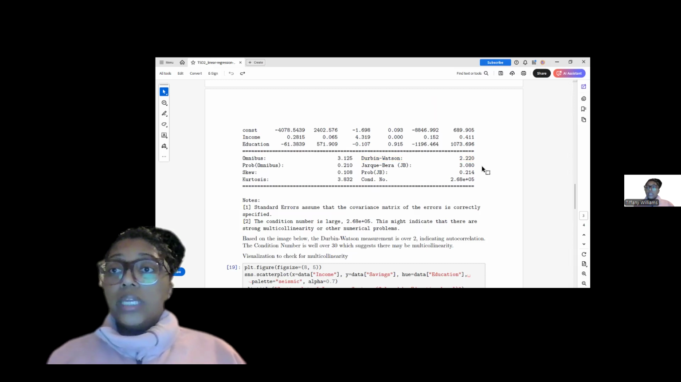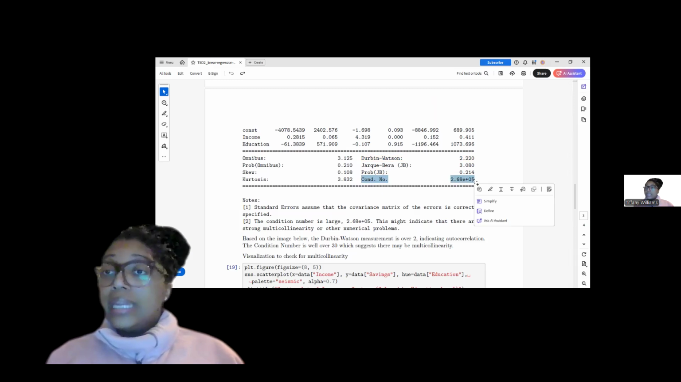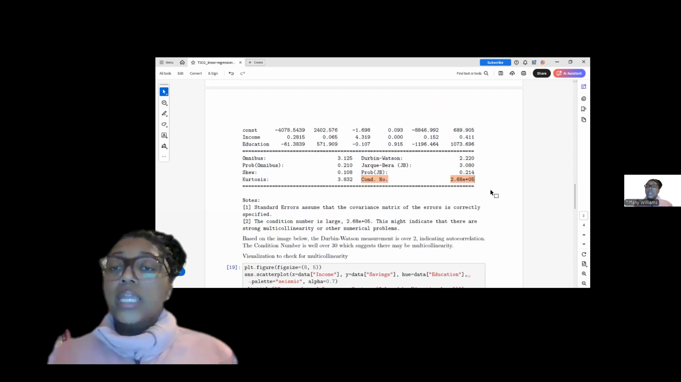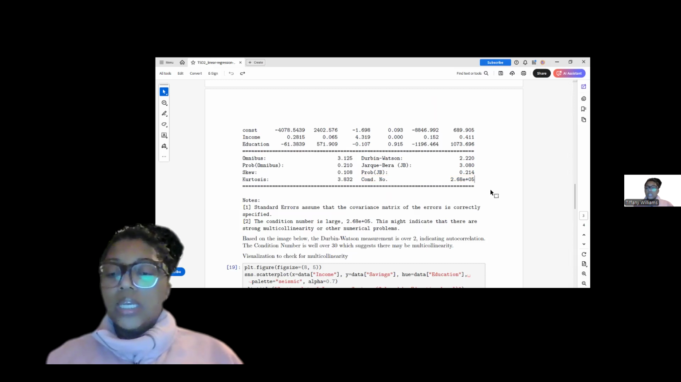And for multicollinearity, we'll look at the condition number. The condition number indicates whether there is multicollinearity. Anything over 30 suggests that there is multicollinearity, and this condition number is a huge number, so there is indeed an indicator of multicollinearity. We'll continue to see just how this looks.